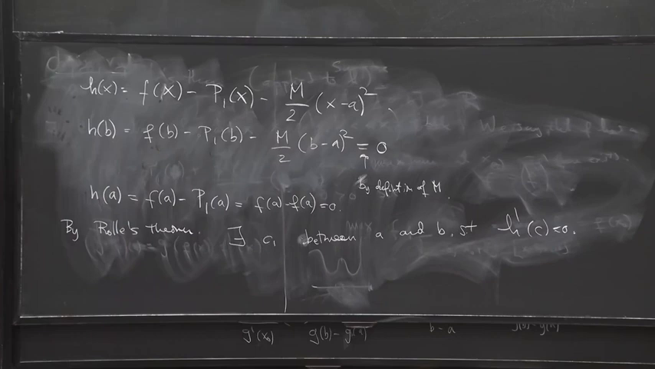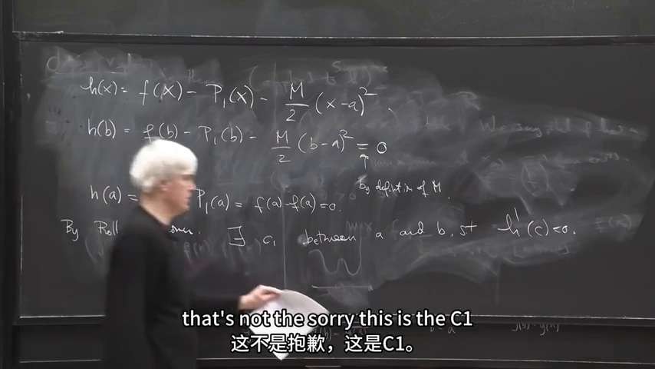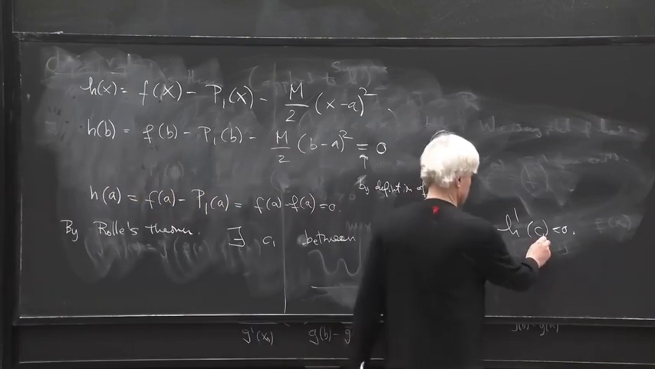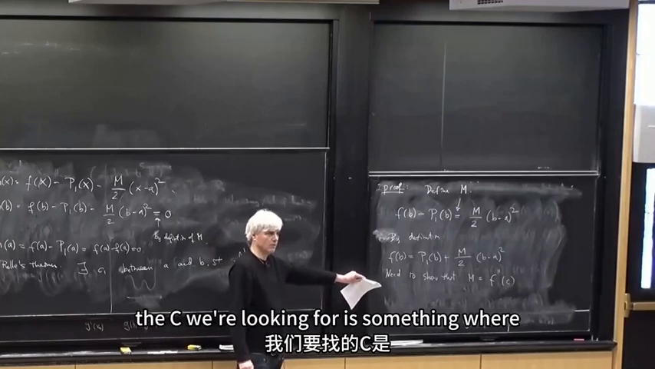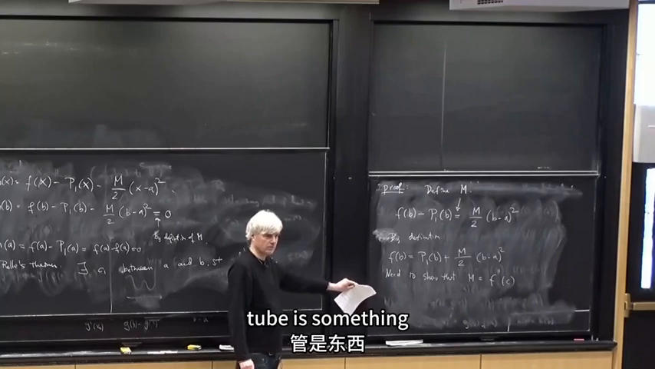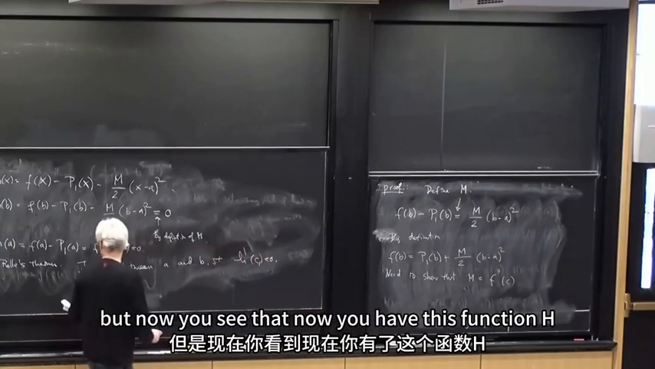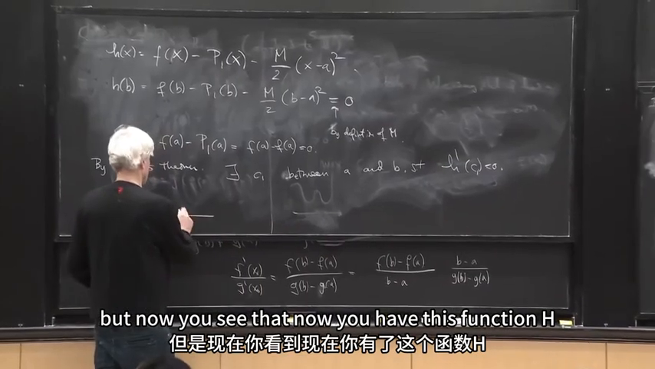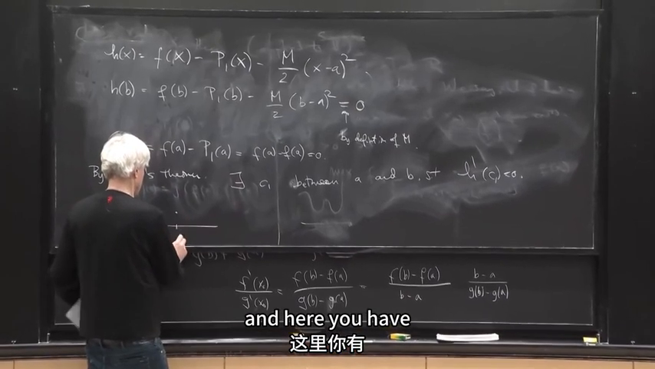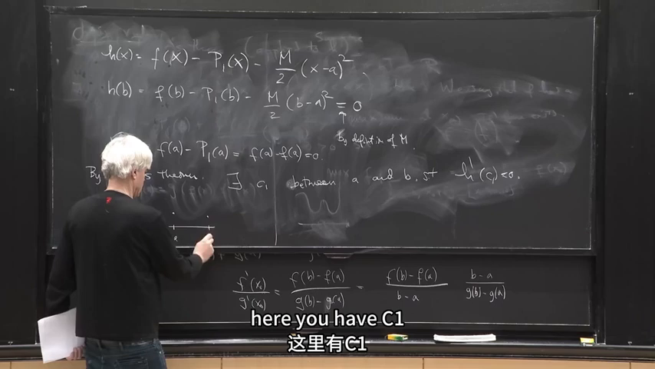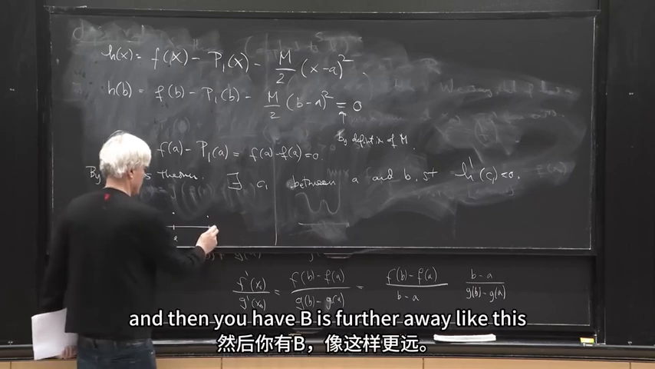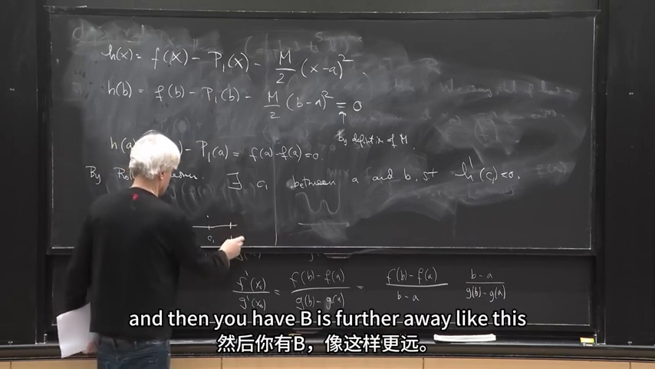Okay? Now, sorry, this is the C1, right? It's not the C we're looking for, right? The C we're looking for is something where the second derivative is something, right? But now you see that now you have this function h, and here you have A, here you have C1, and then you have B is further away, like this.